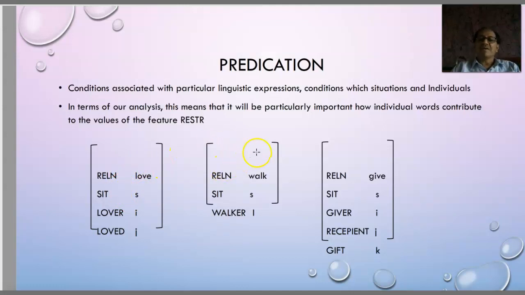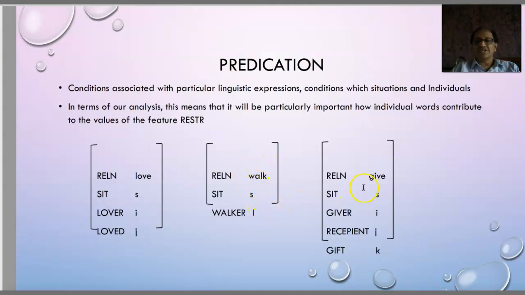Similarly, if you have a verb like walk, it's an event where there's walking. That's the relation: walk. And walk creates a situation S. And in that situation, there is a walker, an individual. So this individual is walking, is involved in that.